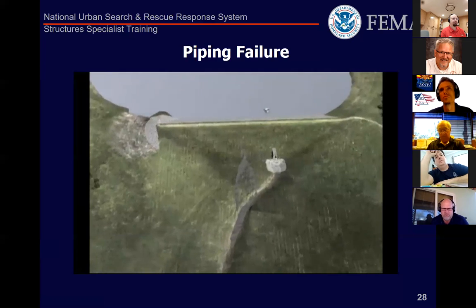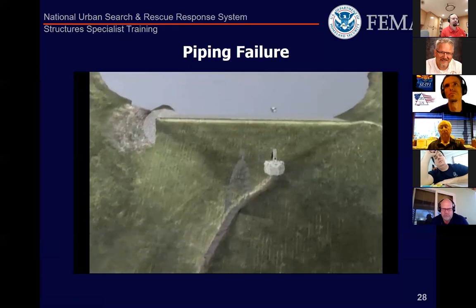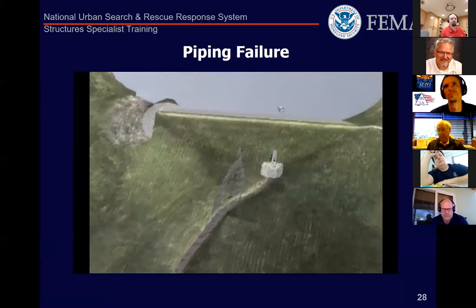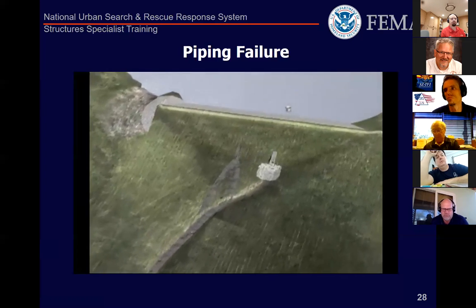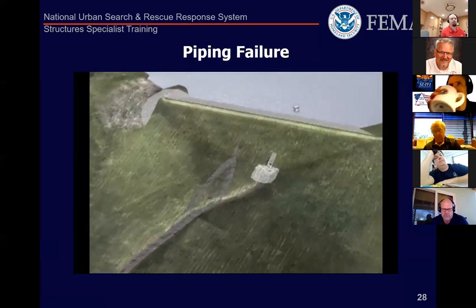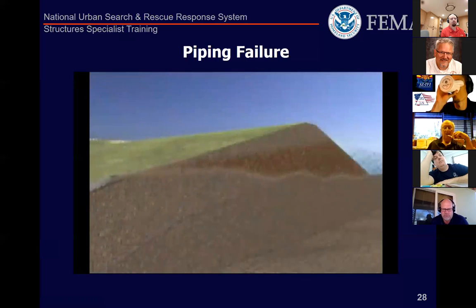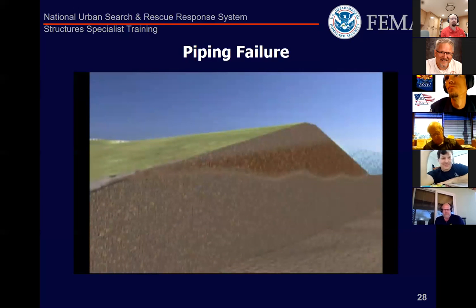If seepage flow rates appear to be increasing and the flow is not clear and is carrying material, internal erosion or piping is likely occurring. Piping is an erosion process that occurs inside the dam whenever the seepage flow starts eroding embankment materials out of and away from the dam. This starts at the downstream slope or toe and moves rapidly upstream to the impoundment.